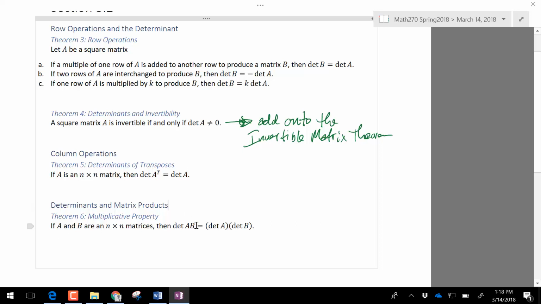Now this is the multiplicative property, probably the more important property for determinants. And this one says that if you have a product AB, a product of two matrices, then the determinant of that product is equal to the determinants of each of those multiplied together. So in other words, you can say the determinant of a product is a product of their determinants.